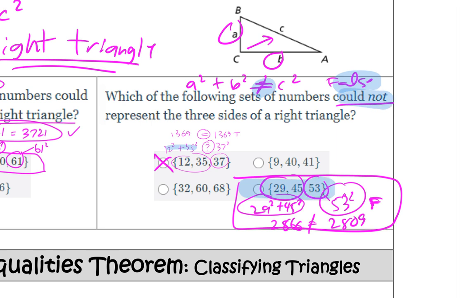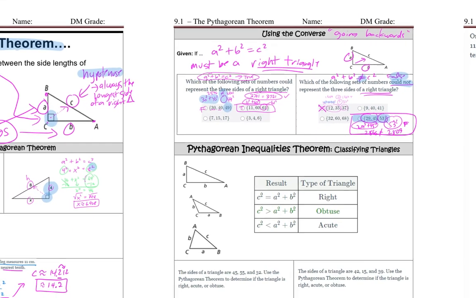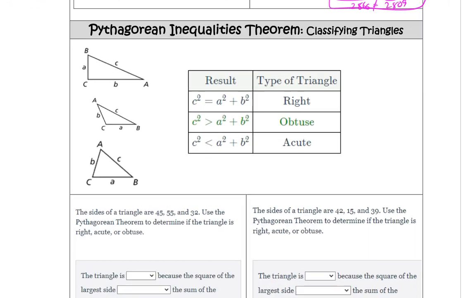Okay, because we want could not. All right, so that's what we're going to do. If we're going to see if it can or cannot form the sides of a right triangle, we're just going to compare it to a squared plus b squared equals c squared.